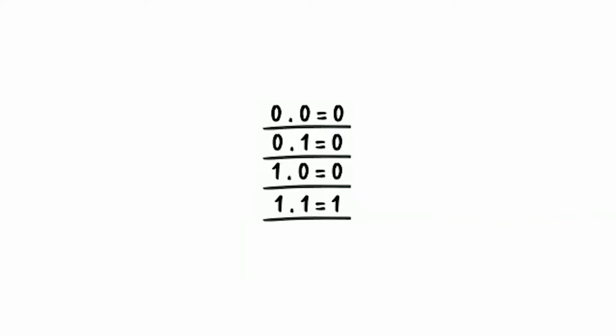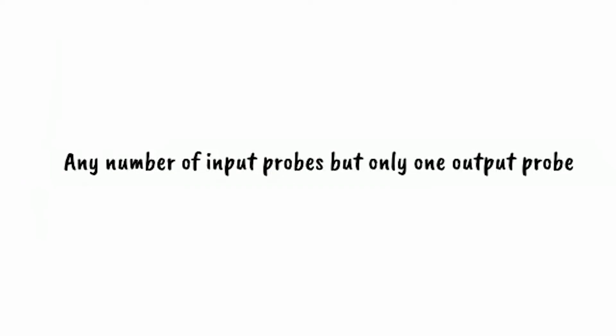In other words, an AND gate is a digital device that produces high output only when all inputs are high and produces low output under all other input conditions. A high digital signal means logically 1, and a low digital signal means logically 0. An AND gate may have any number of input probes, but only one output probe.